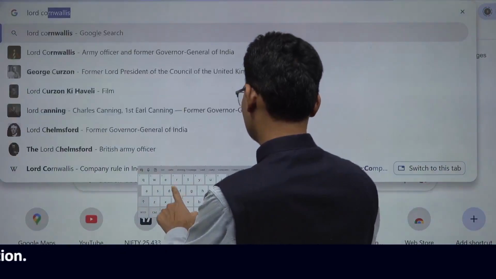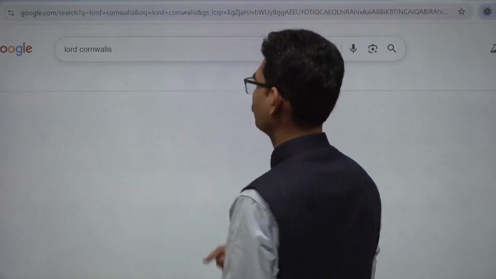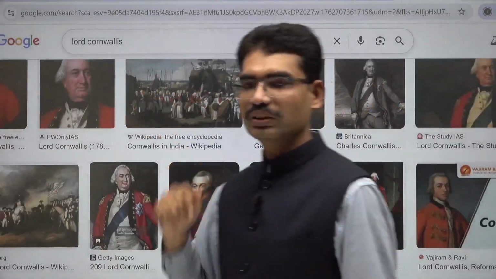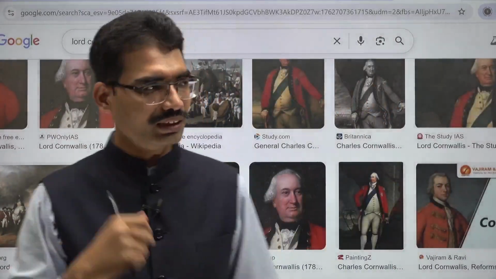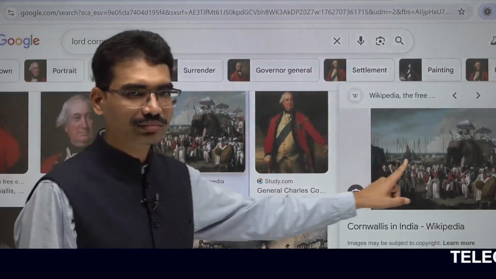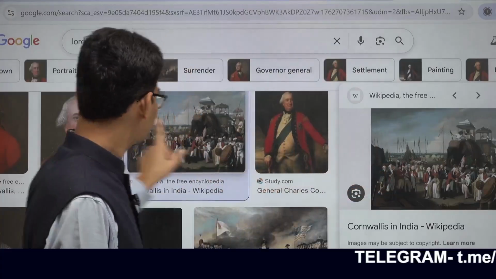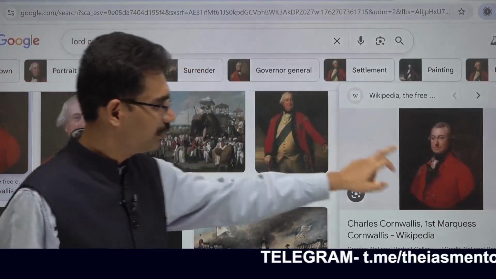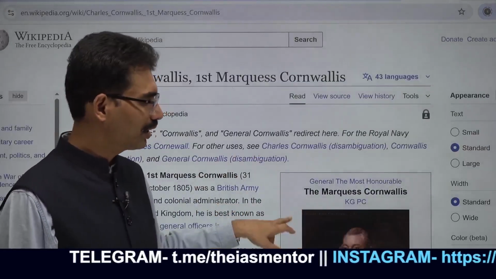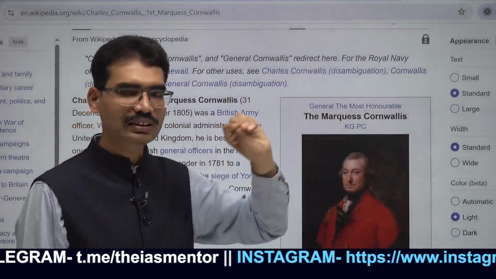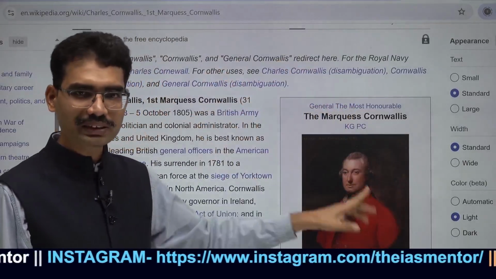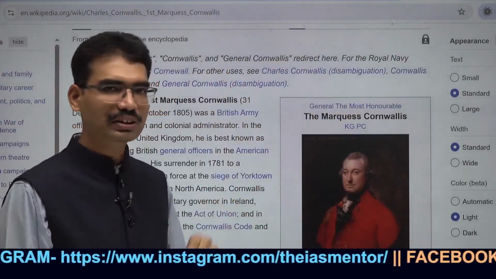Lord Cornwallis, he was the person. He surrendered to American forces in America. Now, when he surrendered there, he got immense experience of running the administration there, even though he failed there. That failure is not considered a failure of Cornwallis, it is considered a failure of the entire British administration. But he has immense knowledge, immense experience on the ground.